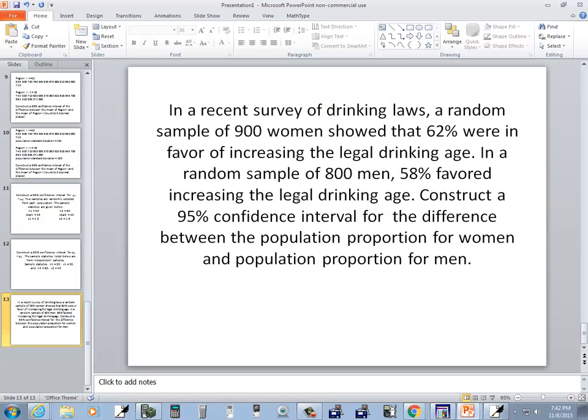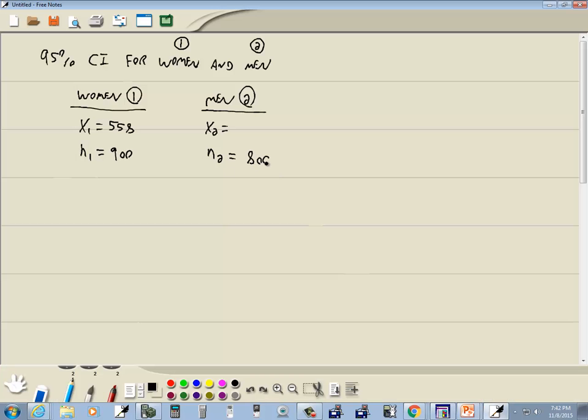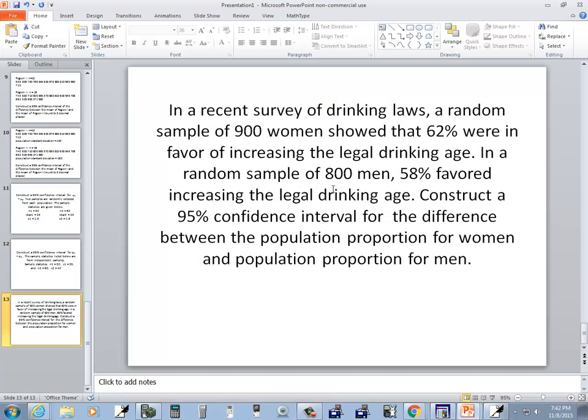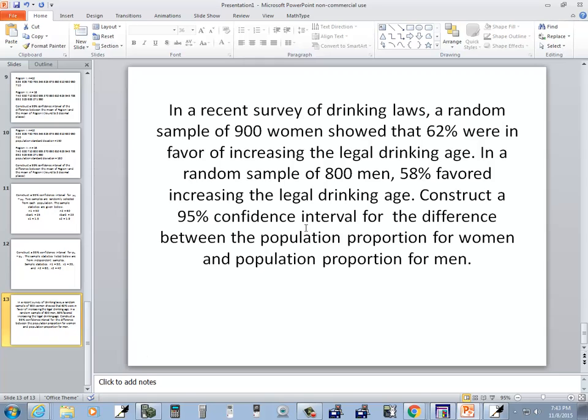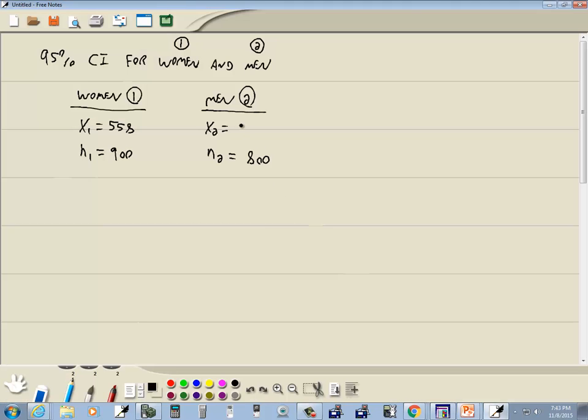Now for men, it says in a random sample of 800 men. So we got 800 men. 58% favored. So to find out what x is, we're going to take 800 times 0.58, and that's going to give us 464. So if your x isn't given directly, you may have to find it indirectly if it's given as a percent like that.